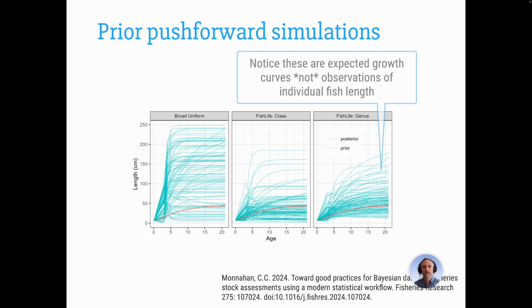So importantly, these are performance simulations because we're looking at the expectation of length against age. We're not looking at the length of individual fish on the y-axis, which would be a prior predictive check. So we're looking at the mean relationship between length and age.